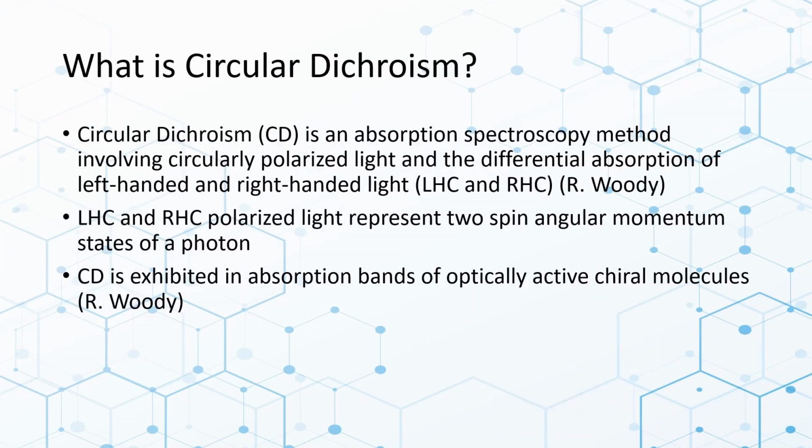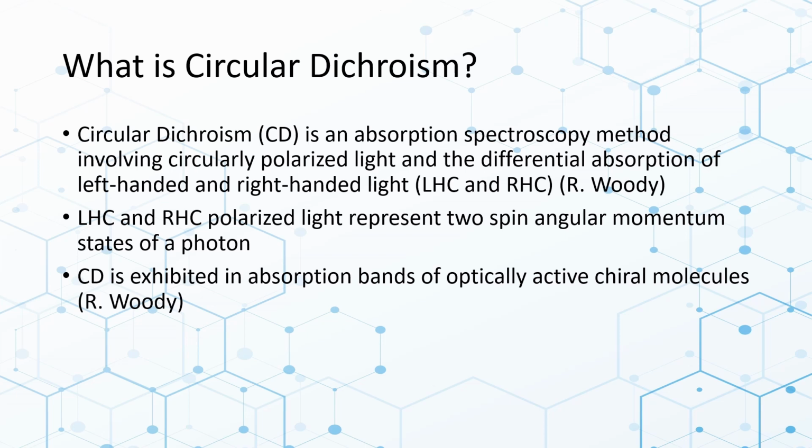Circular dichroism, or CD, is an absorption spectroscopy method involving circularly polarized light and the differential absorption of left-handed and right-handed light. CD investigates structural aspects of optically active chiral media, and it is mostly used to study biological molecules, involving their structures and interactions with other molecules.